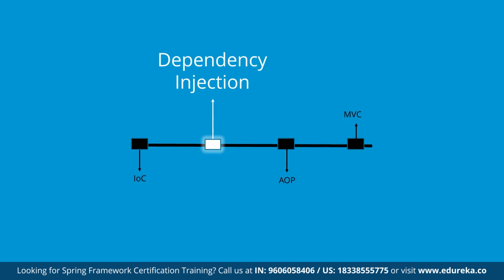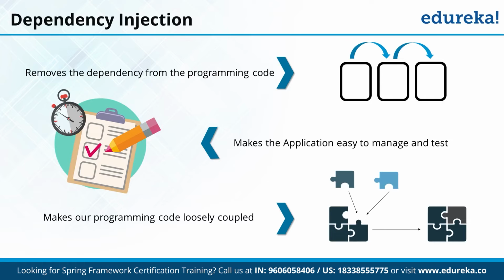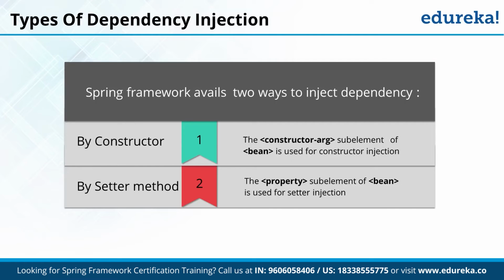Now, after the inversion of control, we have dependency injection. Dependency injection is all about when we have dependency in our code, right? So the Spring Framework has this DI technique where we can remove the dependency from our code. It's going to make our application quite easy and manageable to use, and most importantly, our programming code becomes loosely coupled, right? That's the key important point which we need to take care of even when we are writing the code examples.